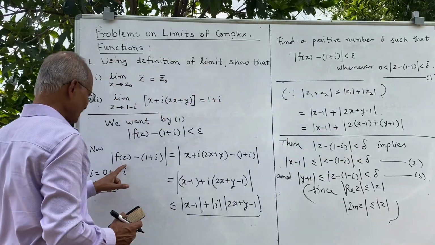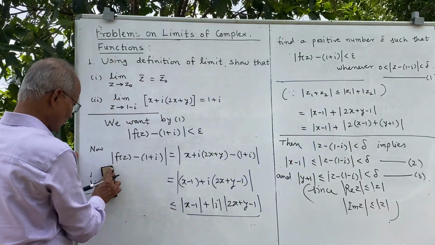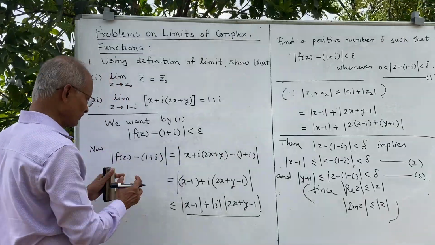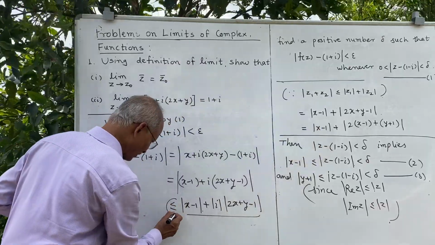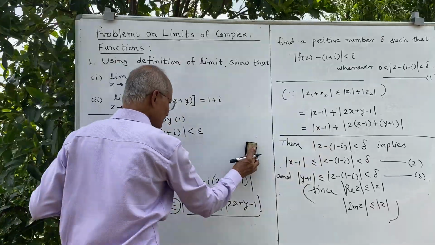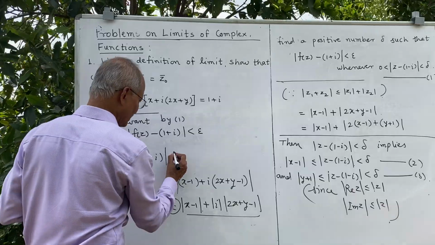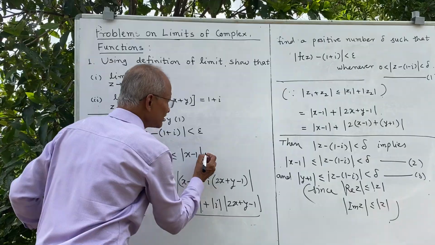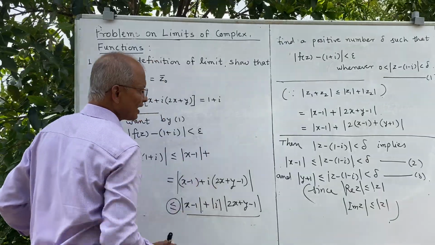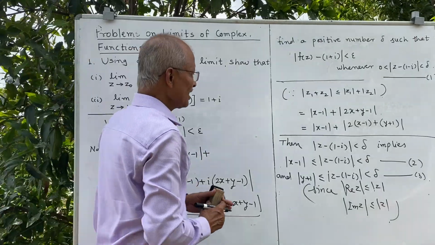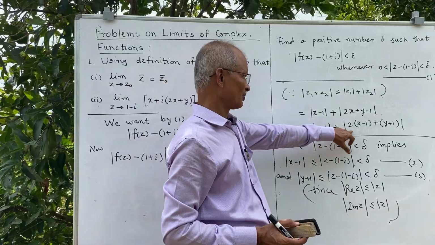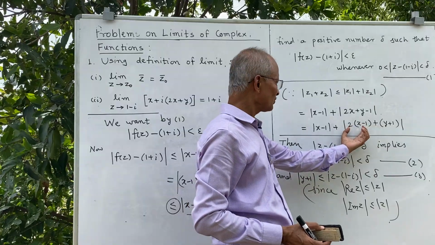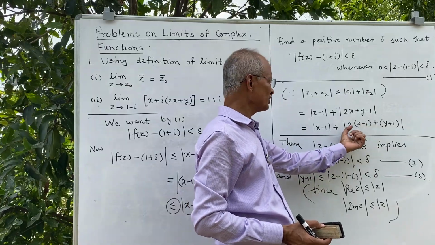And now what is the extreme left side? f of z minus (1 plus i), and that we shall keep as it is. And what is the relation between this one and that one? It is less than or equal to, and therefore this I shall continue here: less than or equal to mod of x minus 1 plus, and again you see this will be less than or equal to, again by triangle inequality, mod of 2 into x minus 1, and mod 2 is 2 again.